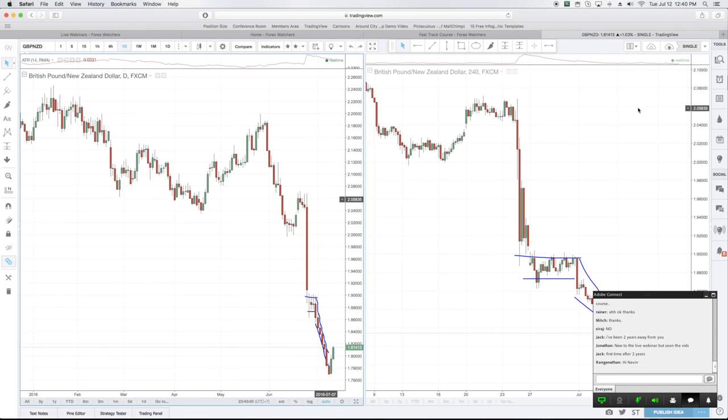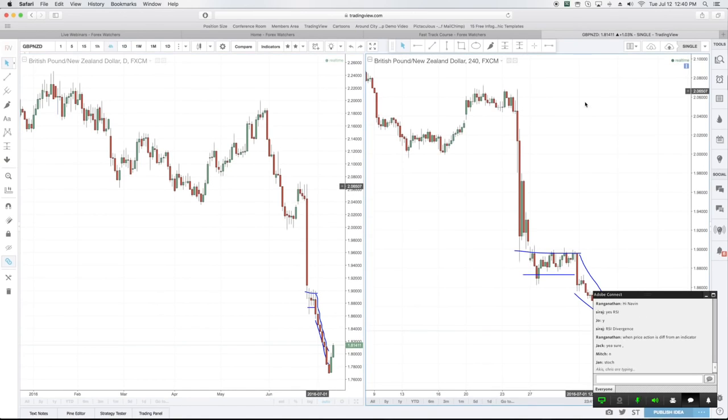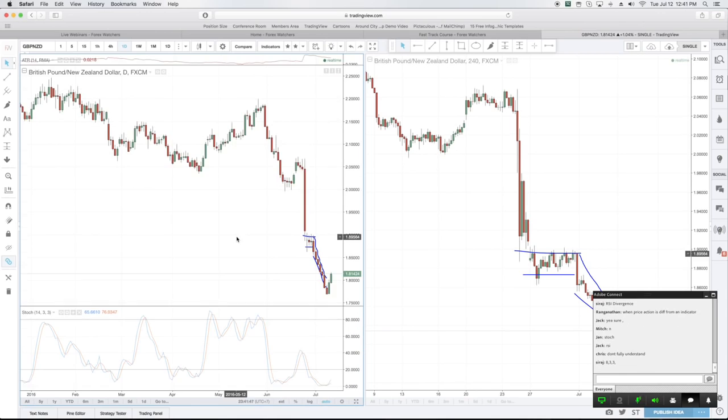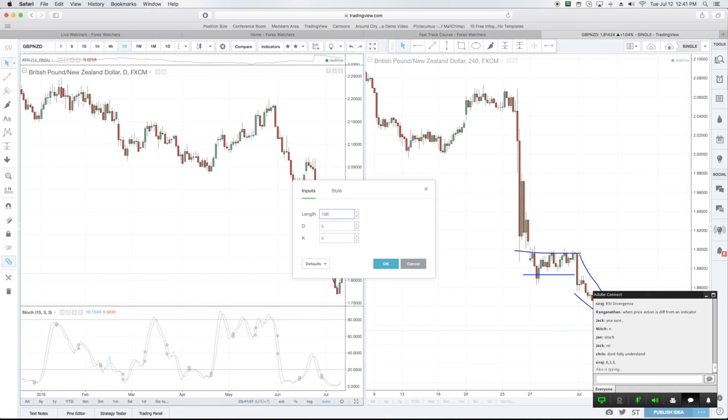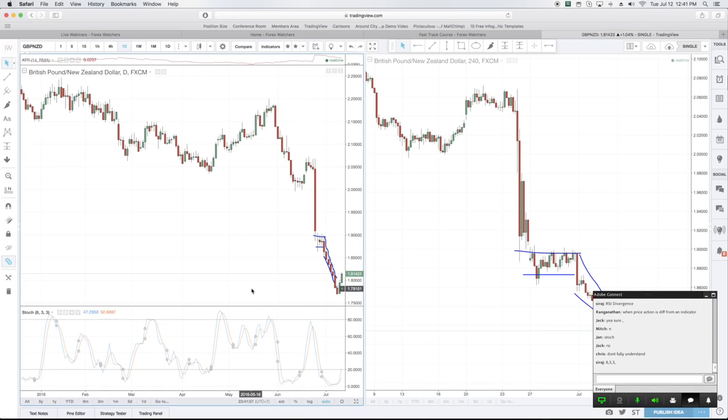Now, do you guys use divergence with RSI? Okay, stochastic. Well, let's put up some stochastics here. I'm going to insert it. Let's put up 8, 3, 3: eight candles past, and then 3 and 3. Okay, here we go. So here we've got it all set up.